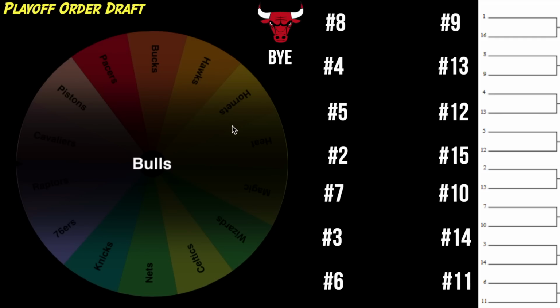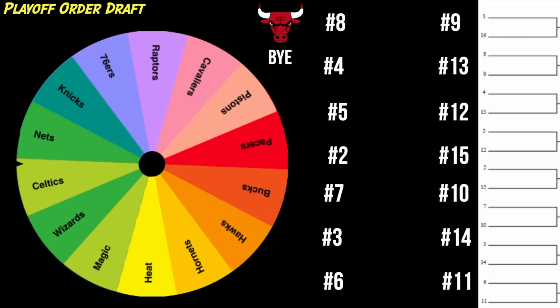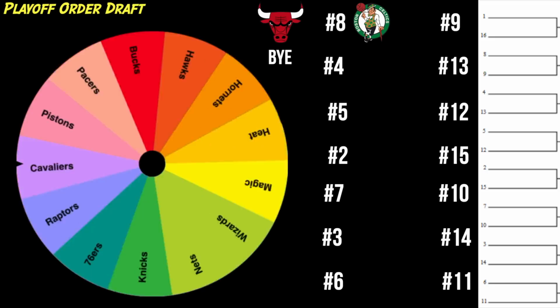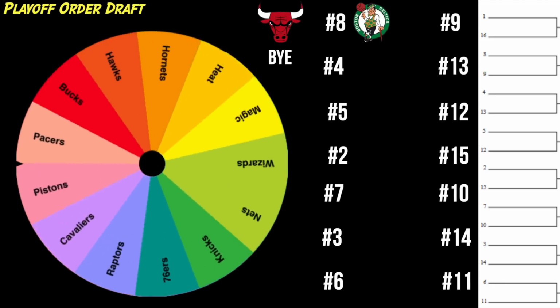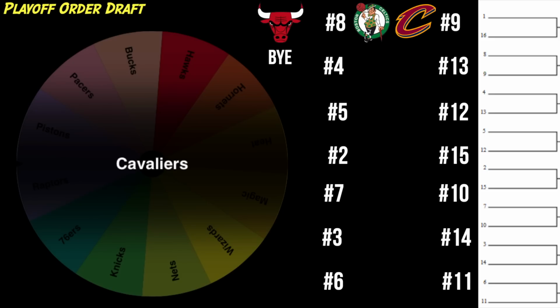As we know, this is a 16-team bracket. There are only 15 teams in the Eastern Conference, and now we're going to move down to the 8-9 matchup. Which teams will it be? And it's going to be the Boston Celtics who will take the 8 seed. Now it's time to find out who they're going to play in this very first round. Let's see as the wheel spins to the Eastern Conference teams, and it's going to be the new look Cavaliers.